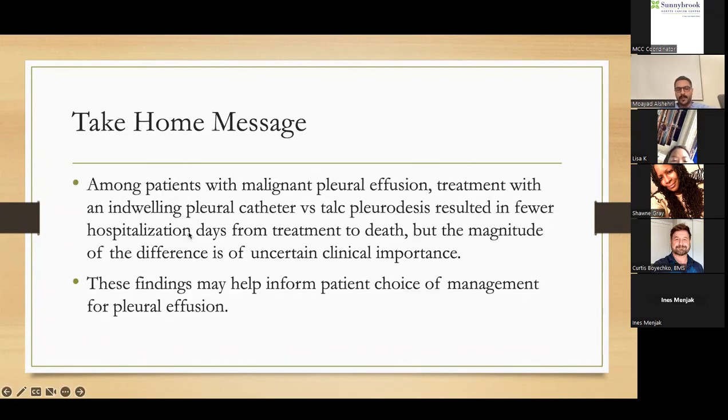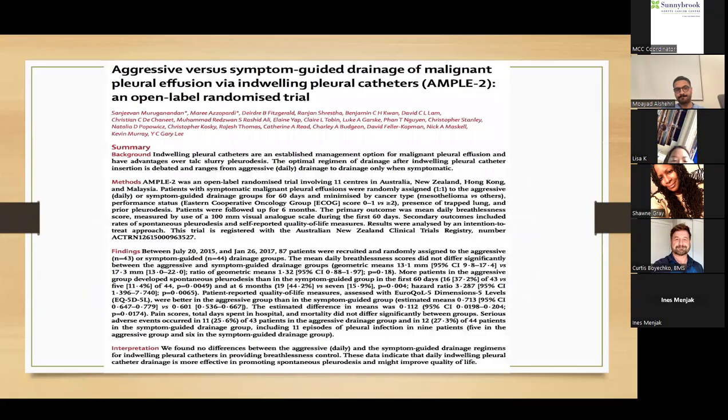Now, the take-home message of this trial is that among patients with malignant pleural effusion, treatment with an indwelling pleural catheter versus talc pleurodesis resulted in fewer hospitalization days from treatment to death, but the magnitude of this difference is of uncertain clinical importance. And these findings may help to inform patients in making choices around pleural effusions in terms of which way to go.